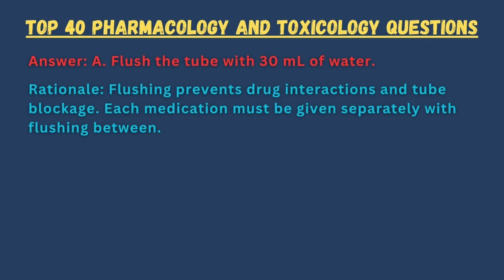Answer A. Flush the tube with 30 milliliters of water. Rationale. Flushing prevents drug interactions and tube blockage. Each medication must be given separately with flushing between.